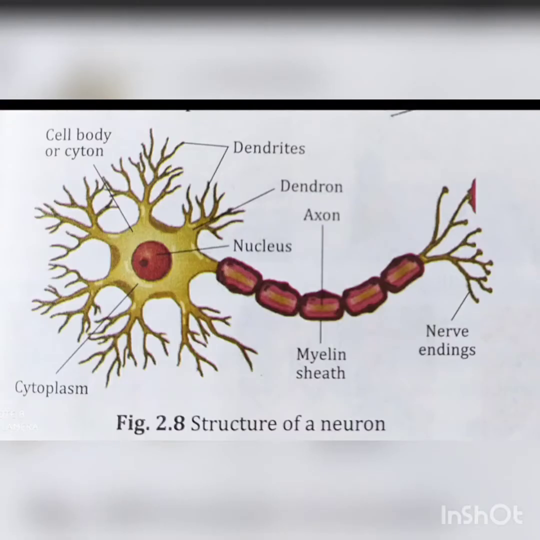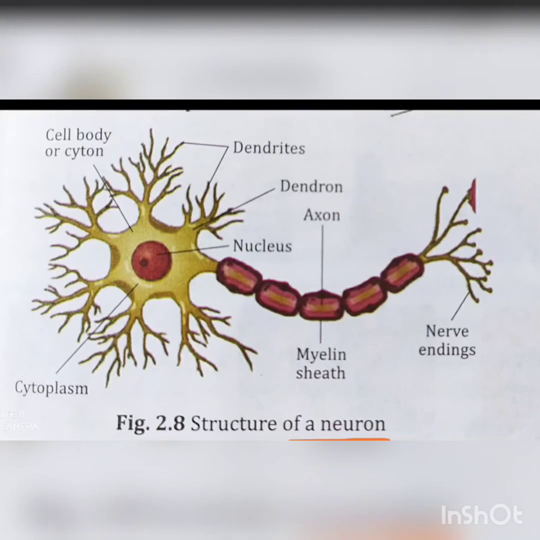The last animal tissue is the nervous tissue. It constitutes the nervous system of the body which helps in control and coordination in the body. The brain, spinal cord, and nerves are composed of the nervous tissue. It is made up of elongated cells called neurons or the nerve cells. The neuron is the basic structural and functional unit of the nervous system.